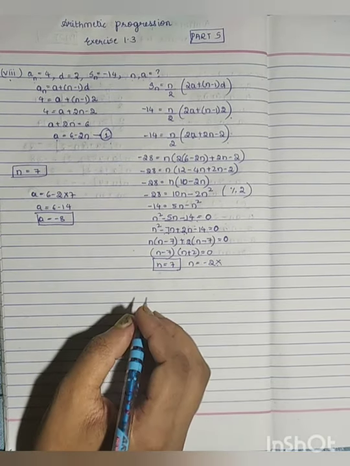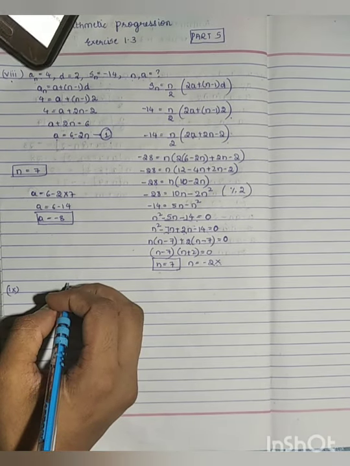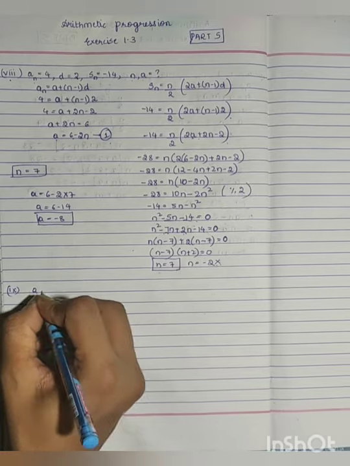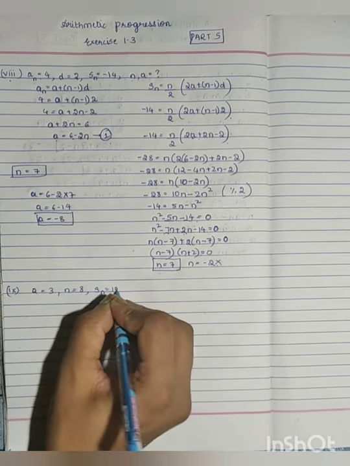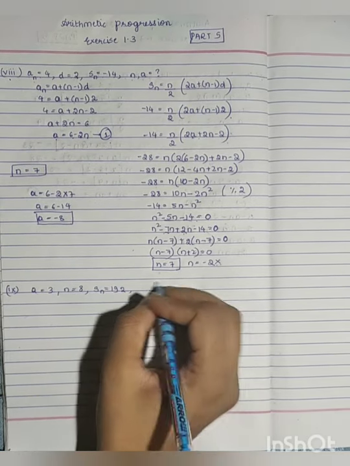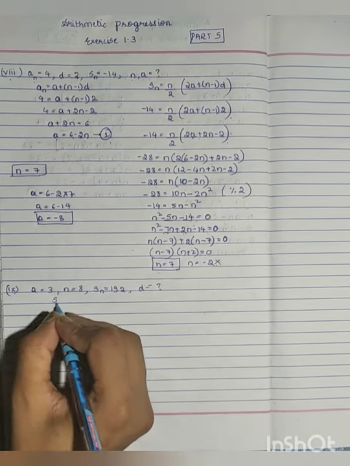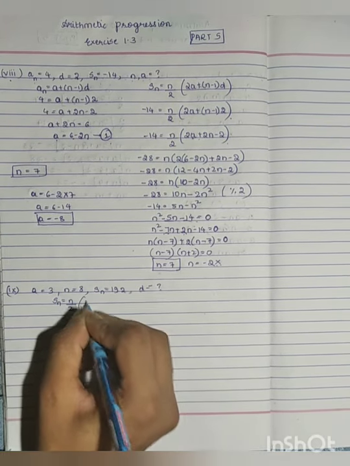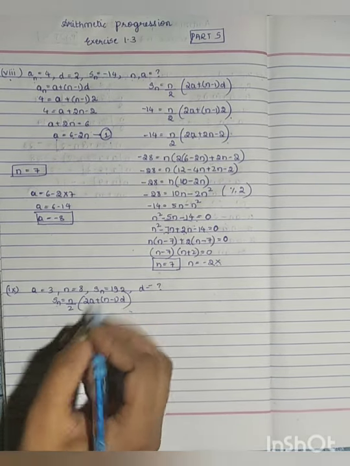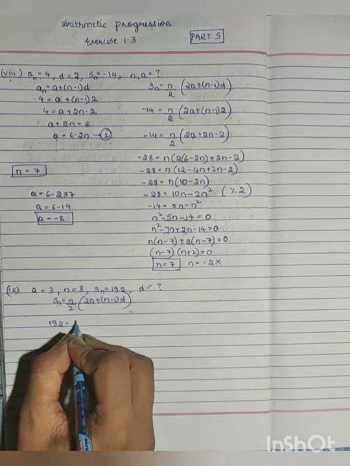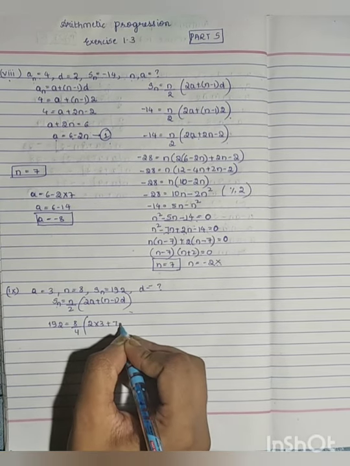Now let us solve the 9th sub question, which is given as a is equal to 3, n is equal to 8, sn is equal to 192, and we have to find what d is. We will use the same formula, that is sn is equal to n upon 2, 2a plus n minus 1 into d. Sn is given, that is 192, n here is 8, 2 into 3, that is 6, plus 8 minus 1, that is 7, d.